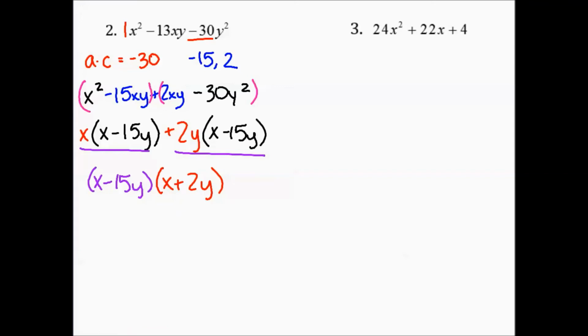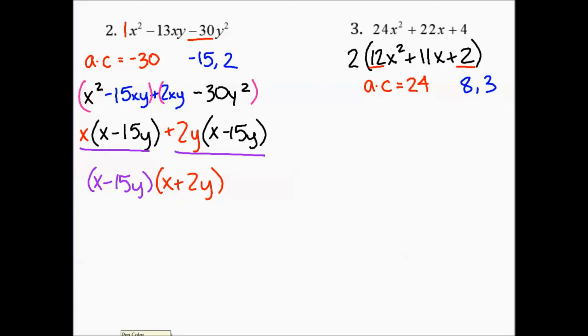For number 3, we need to double check and see if there's a GCF in this quadratic, which there is. I can divide all of these numbers by 2, so I'm going to factor out a 2. Then, with the part in the parentheses, I continue with the process we just learned. So a is 12, c is 2, so a times c is 24. I need to find two numbers that multiply to 24 and add up to 11, which will be 8 and 3.